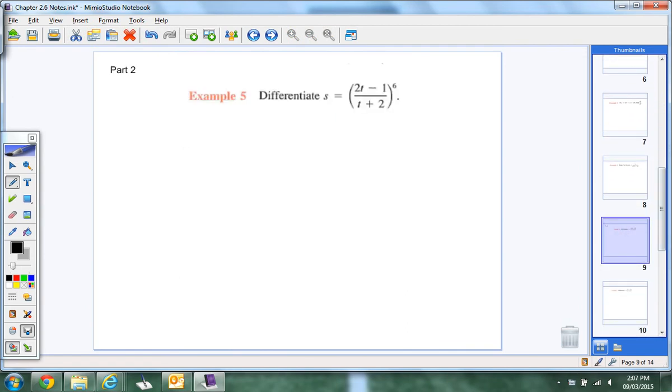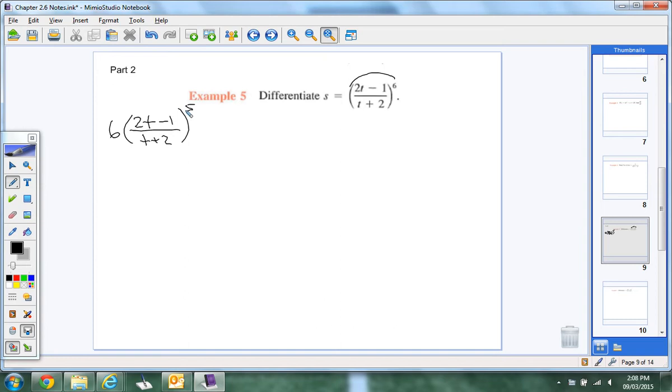So with this one, we're going to take the derivative of the outside. To do that, the first thing we're going to do is drop the 6. So we get 6 right here, then 2t minus 1 all over t plus 2 to the 5th. That's done for the outside. When I do these problems, just to be organized, I like to leave that here, and then on the right do my inside work, because for the inside I have to use the quotient rule.